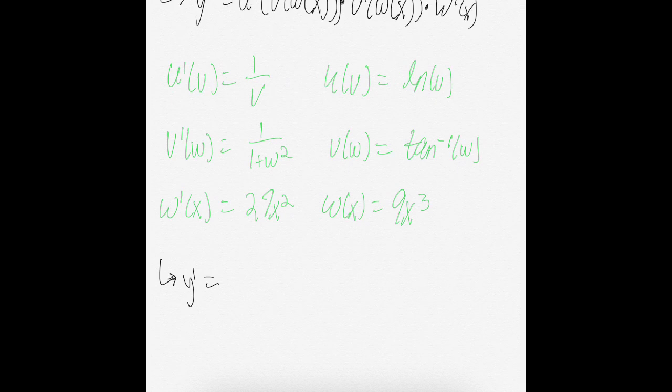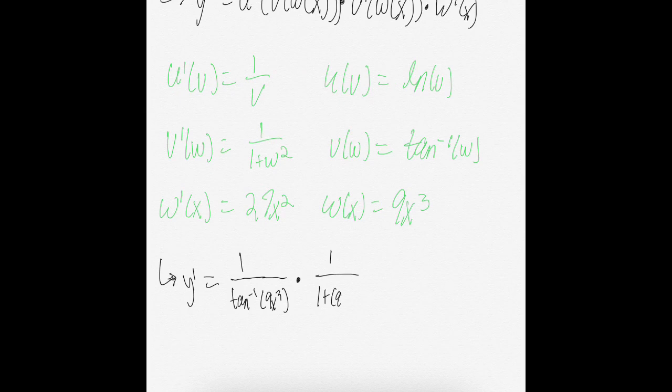So y prime equals, okay, u prime says do 1 over the inside. Well, the inside of that is v of w of x. So that's 1 over v of w of x, which is going to be 1 over tan inverse, and then for w, we're going to plug in 9x cubed. So 1 over tan inverse 9x cubed times v prime of w of x.